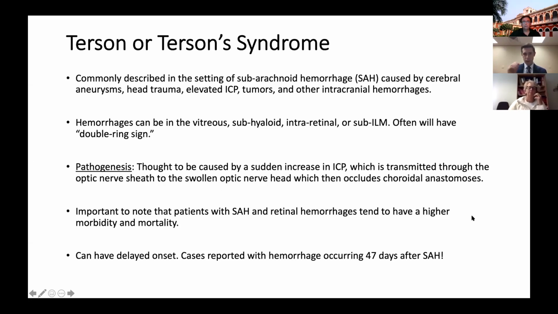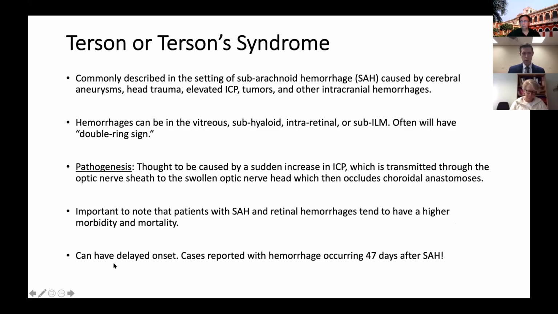And the important thing for us as ophthalmologists, as we are oftentimes the only ones that can see these things, is that patients with Terson syndrome or subarachnoid hemorrhage combined with retinal hemorrhage have a significantly higher morbidity and mortality. Studies were done, and it's as high as 3 to 9 times higher than just a person with a subarachnoid hemorrhage in terms of poor outcomes and worse clinical course, and even mortality rates were much higher. And this has been studied in numerous case reports.